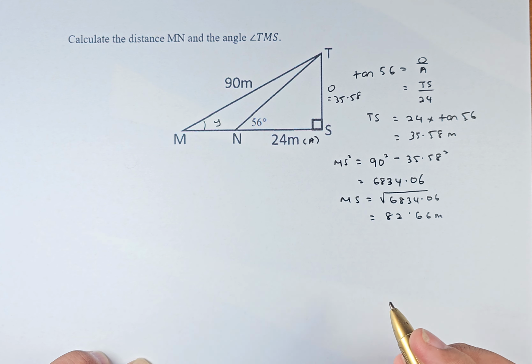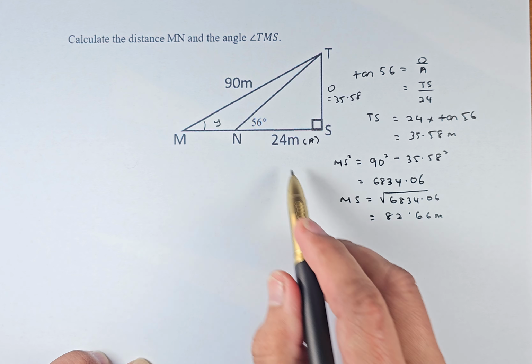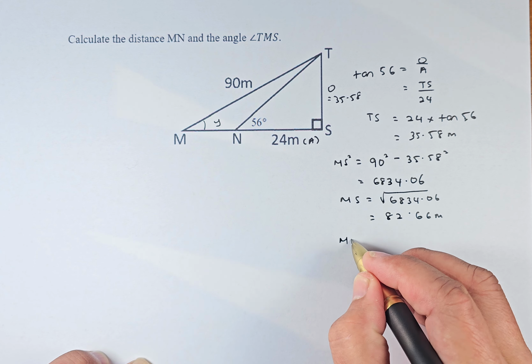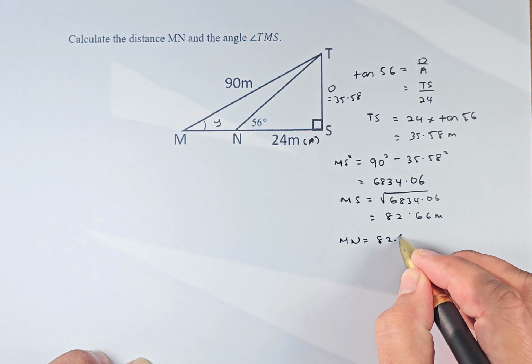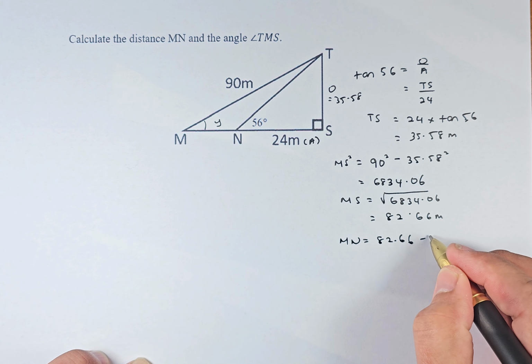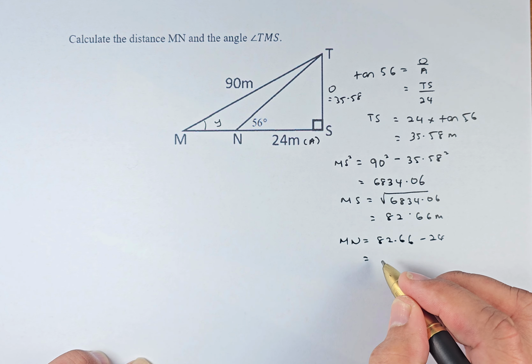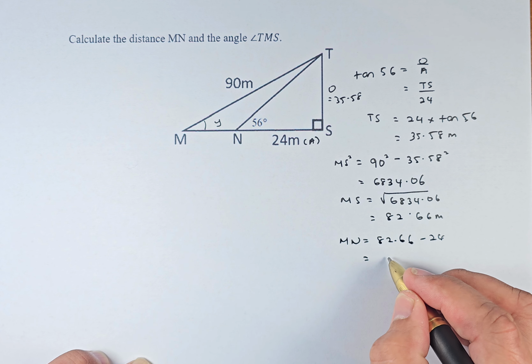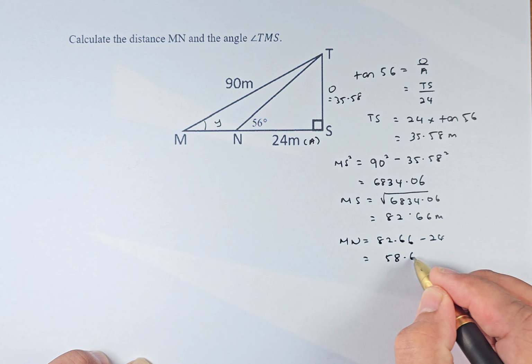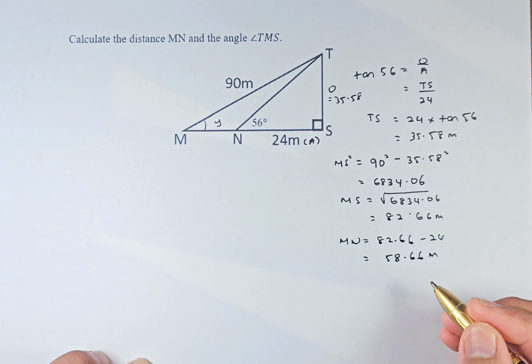So to calculate MN is just take this number minus 24. MN is going to be 82.66, the whole length here, minus 24, and the answer comes up to 58.66 meters. Okay, so that is how you do it.